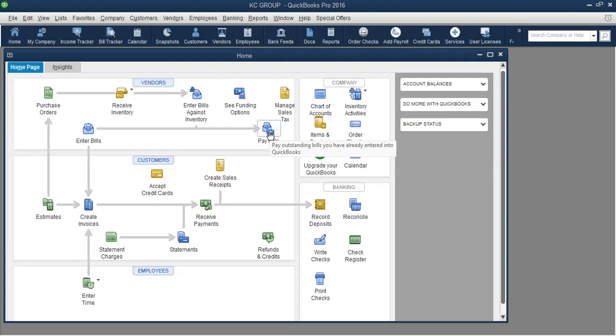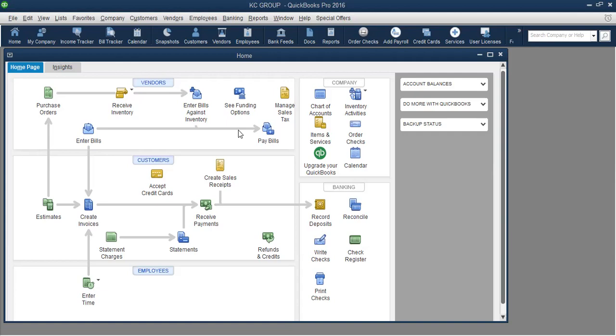It doesn't say maybe go down and write checks. You can't say I've entered the bill, now I'm crossing over to write check here. No, you're supposed to follow the same way these lines are moving. It is the same way you are supposed to operate when you're using QuickBooks Desktop.